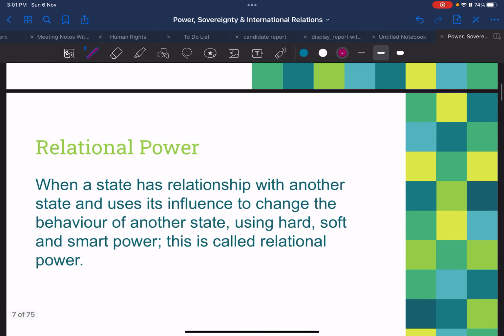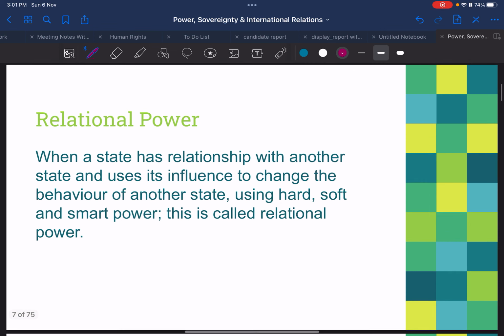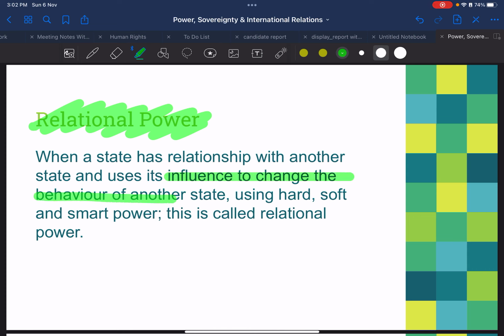Now, next is relational power. As I have been mentioning again and again, relational power means that power cannot be operated in isolation. Power is always relational. This is in the relationship with another state, and it uses its influence to change the behavior of another state, right? This is what you call power, when you happen to change the behavior of another state. How? Either by using hard power, soft power, or smart power. So if you are using all these things or one of them, then you call it relational power.